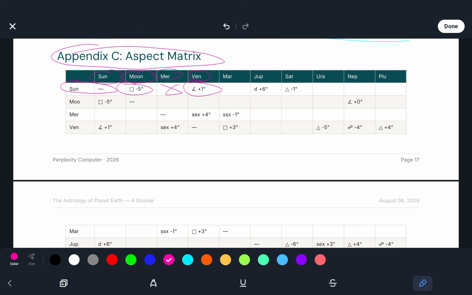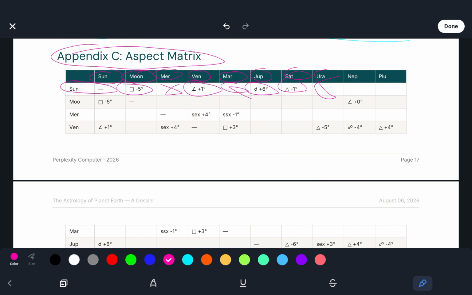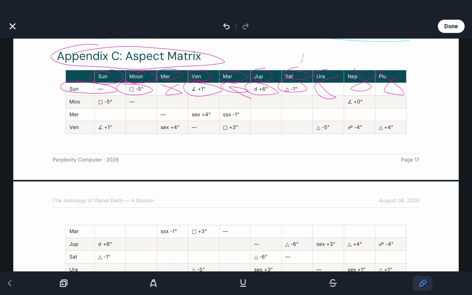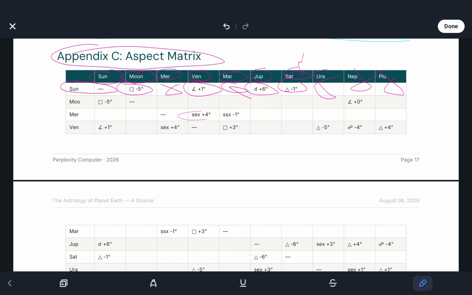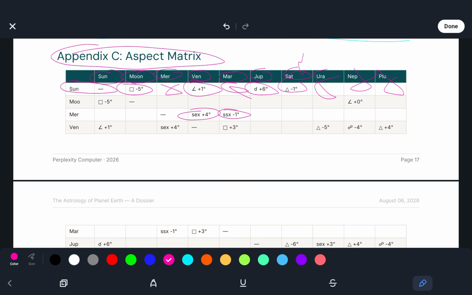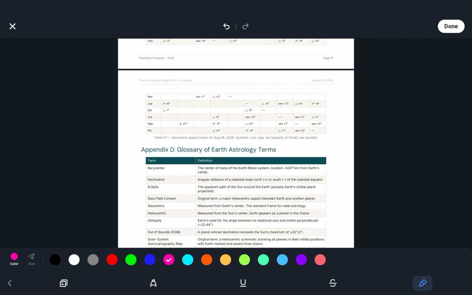Venus, there's an aspect. It's a trine. Jupiter's aspecting. Saturn's aspecting. Uranus is not. Neptune is not. And Pluto is not. Also, I meant to say this is a trine. But there's a sextile to Mercury. So this is just an aspect, a geocentric aspect chart you can look at.